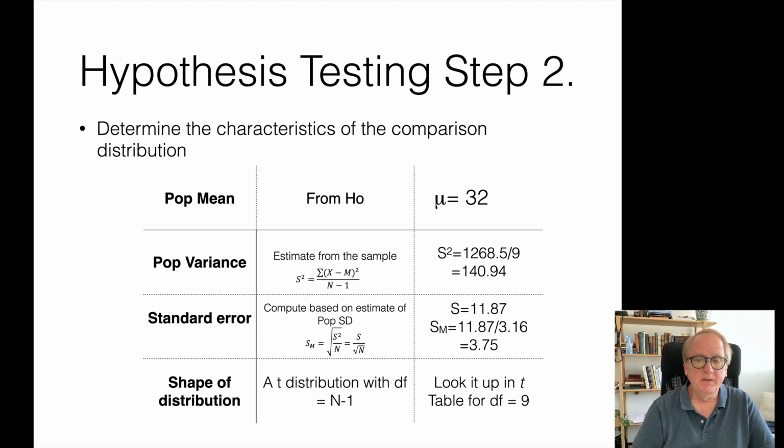Finally, I can look at the shape of the distribution, and I know that this sampling distribution of the means, this comparison distribution, has a t shape, a t distribution, when the degrees of freedom is n-1. So I'll have to look that up in the table for degrees of freedom of 9, because that's what I have here, 10 minus 1, 9, to figure out what my cutoffs are.